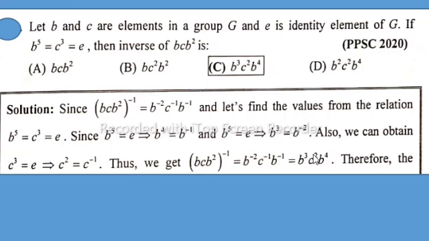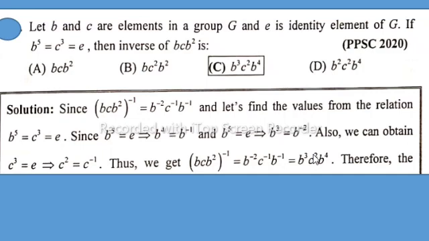B inverse, and let's find the values from the relation, that is B power 5 is equal to C power 5 is equal to E. So first we find B inverse. So B power 5 is equal to identity, multiplying B inverse on both sides. So B power 5 minus 1 is equal to B power 4 equal to B inverse. So B inverse is equal to B power 4.